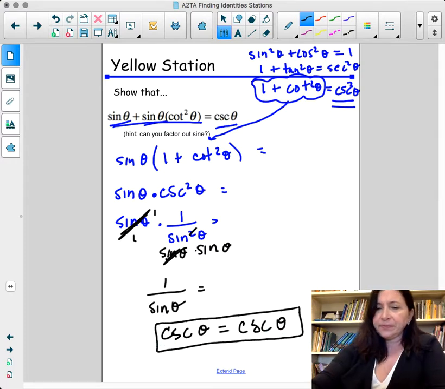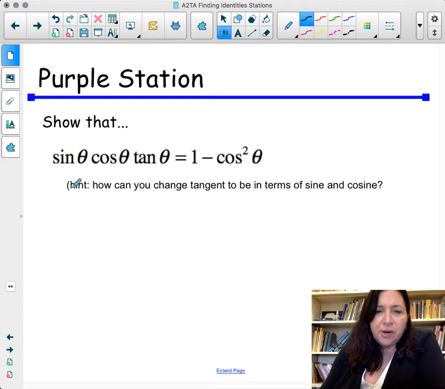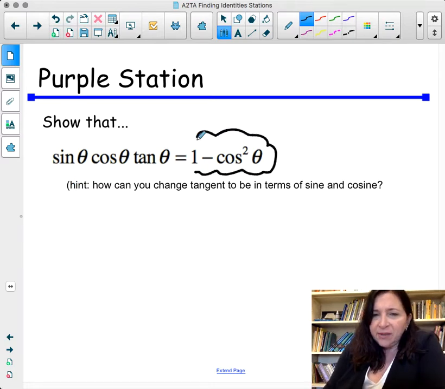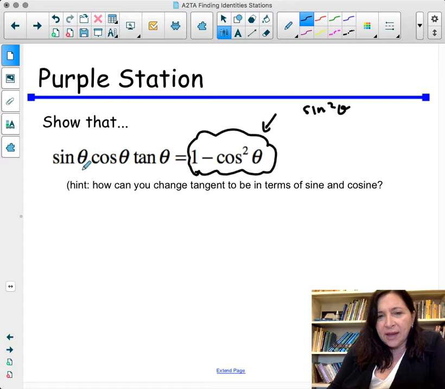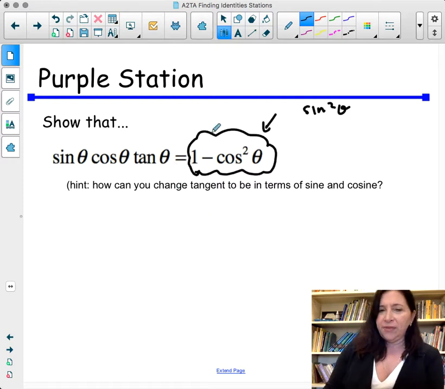Okay? Next, we're trying to prove that the left side equals the right side. If I am looking at this right, doesn't that equal sine squared of theta? So what I'm looking at is to get the left side equal to sine squared of theta, because then that'll equal 1 minus cosine squared of theta.